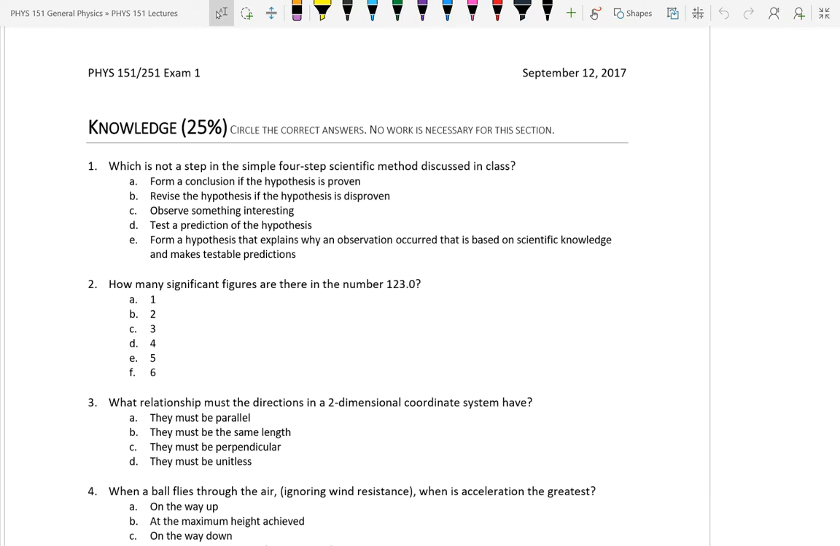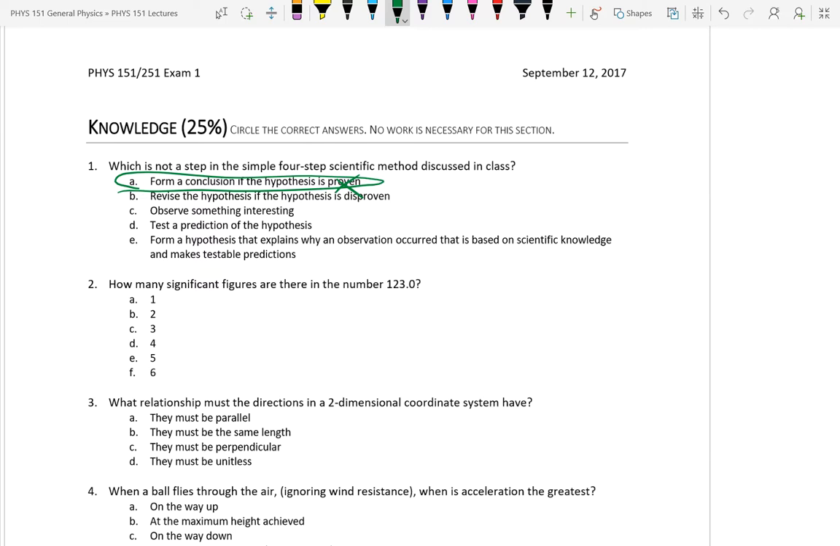Which is not a step in the simple 4-step scientific method discussed in class? So you read through and you say, well, pretty clearly, which one is not part of what we talked about in class? Okay, apparently pretty clearly was the wrong thing to say when I prefaced that. You can never prove something right. So that was clearly not part of it.